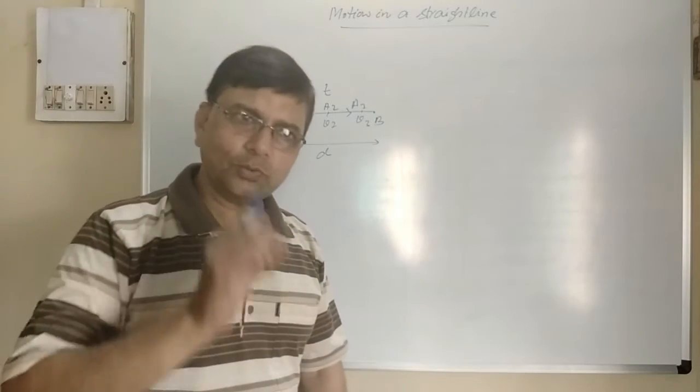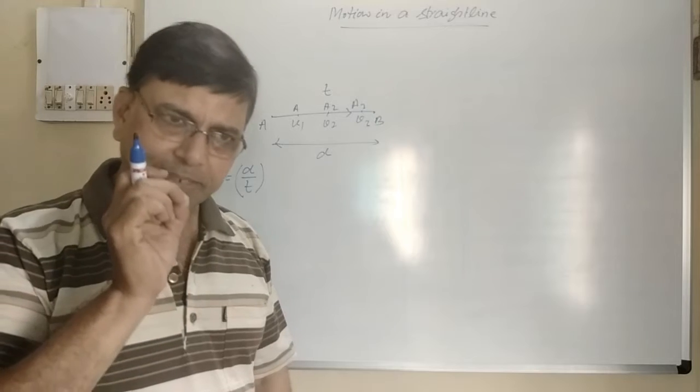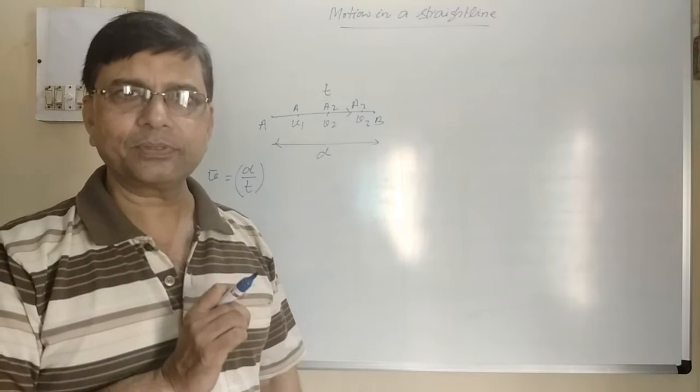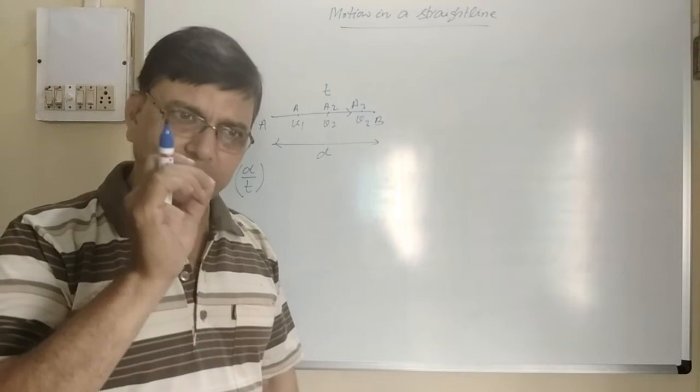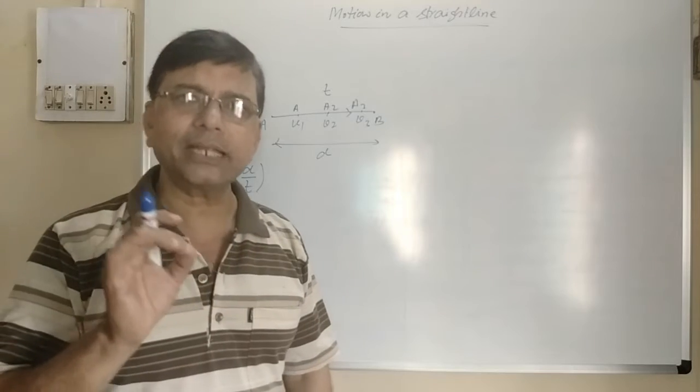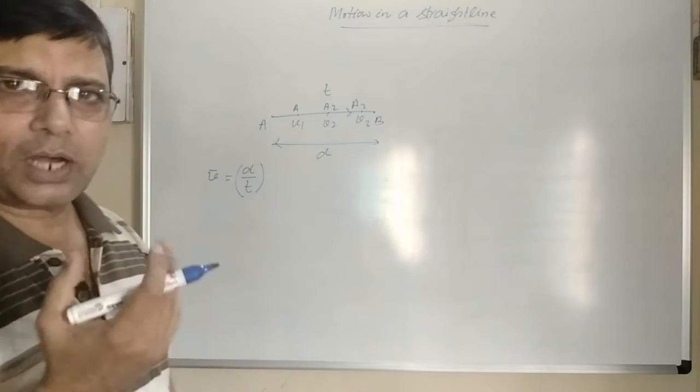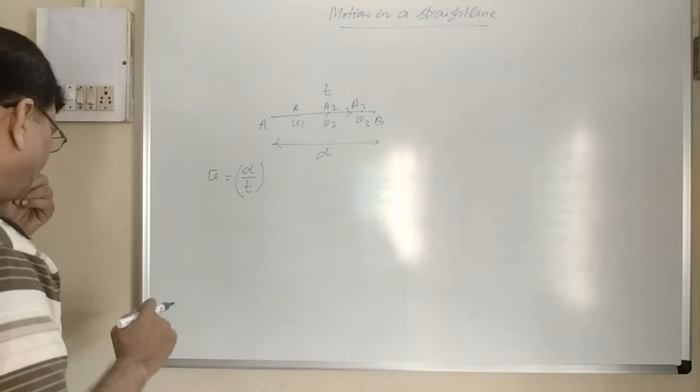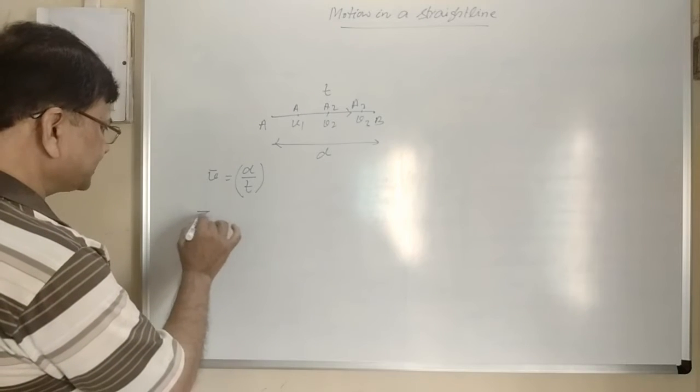So finding the velocity at a particular instant, the velocity at a particular time, is called the instantaneous velocity. So how will you find it? Another term is instantaneous velocity.